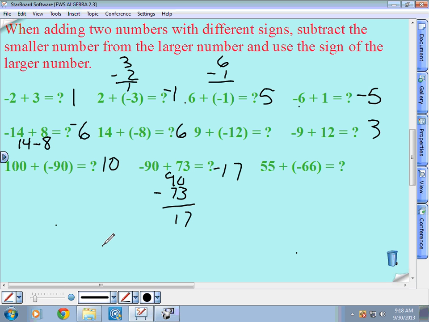Good. Okay, Noah. 55 plus -66. All right, which one's the larger number, 66 or 55? 66. That's the larger number. I'm going to subtract the smaller number. What's 66 minus 55? What's 6 minus 5? 1. My answer is 11. Which is larger, the negative number or the positive number? -11. Okay?